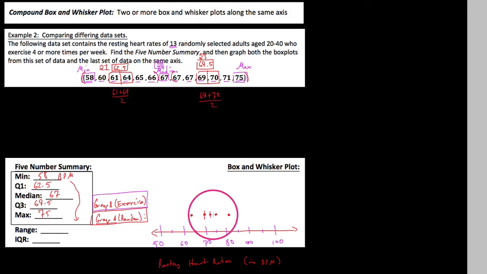So remember, the vertical bars go on here. We create our box first, and then you throw your whiskers on there. And you don't have to put numbers above these. It's sufficient that you have this up on the side.